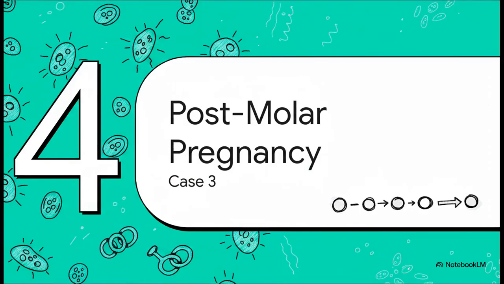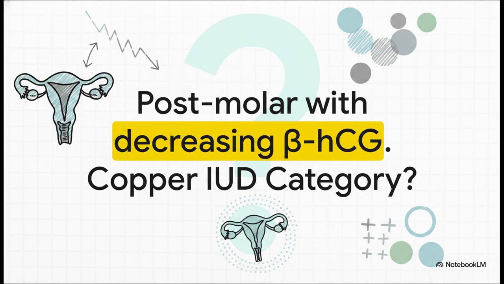Section 4, Post-molar pregnancy guidelines. Let's turn the page to our third case, dealing with gestational trophoblastic disease. For this one, we have a 24-year-old woman who recently underwent a suction evacuation for a complete hydatidiform mole. Crucially, her serum beta-HCG levels are currently decreasing, even though they're still detectable. She wants a highly effective long-acting method and is asking for a copper IUD. So, based on her decreasing beta-HCG, what is the MEC category?